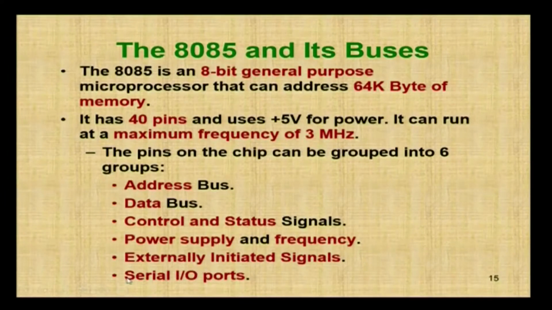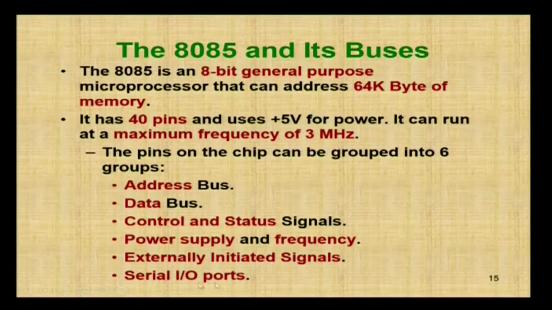Another thing is serial communication. Although it is an 8-bit processor, if you send the 8-bit data simultaneously, you require 8 lines. If you send the data from your processor to the printer, and send all 8 bits simultaneously, your cable should have 8 wires. That will make the cable expensive, so you can send the data one after the other, in serial form. So the microprocessor also has serial ports.